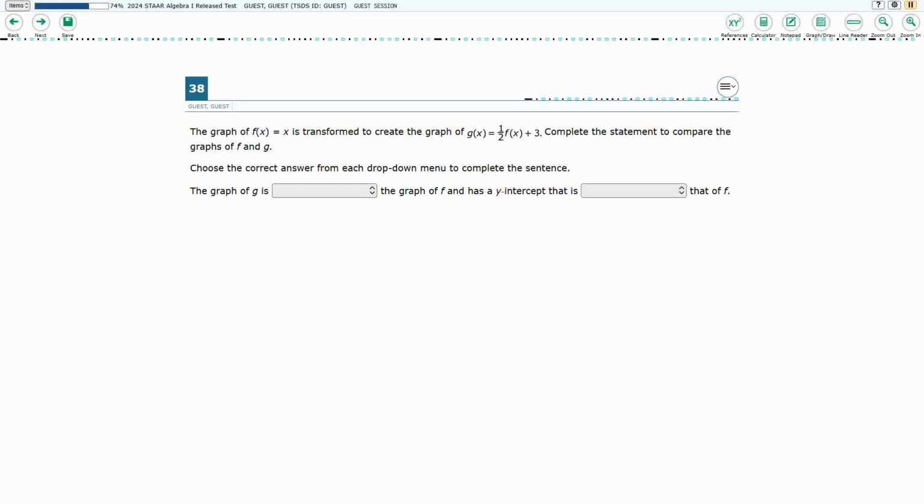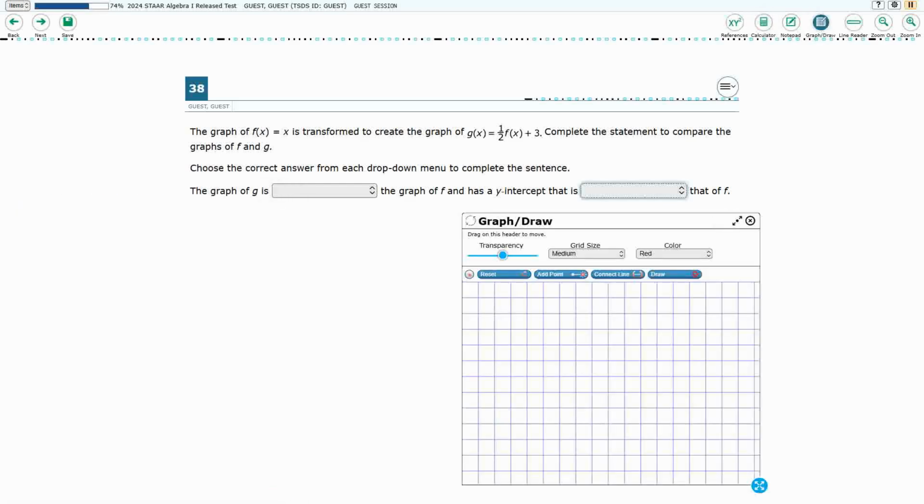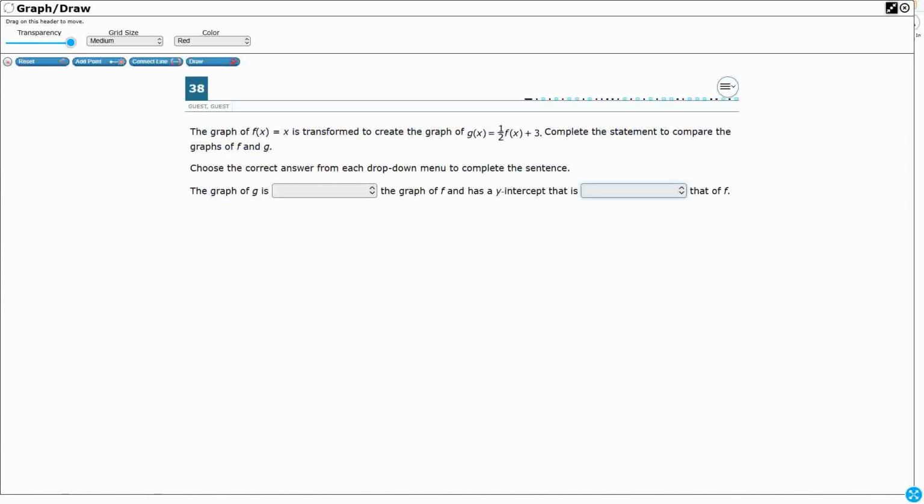Next, for number 38, we are looking at graph transformations, and we see we've got inline choice, so the graph of G is either going to be less steep or steeper, and then the y-intercept is going to be less than, the same as, or greater than. All right, so we've got just a basic linear transformation here, because we've got f of x equals x, so this is standard 8.3E, and it's transformed to look at this.